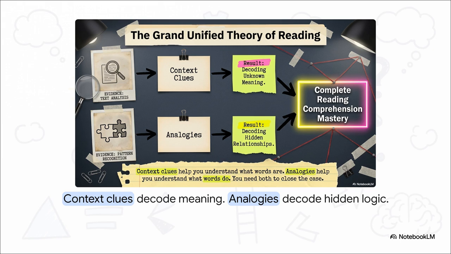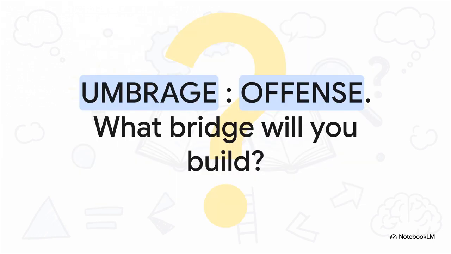By practicing analogies, you're basically sharpening your analytical mind to find the invisible threads holding all written arguments together. I'm going to leave you with this final provocative test straight from Chapter 2 of the textbook to chew on. Umbrage is to offense. Are these words synonyms? Are they antonyms? What exact bridge sentence will you build to find the answer among these 5 suspects?